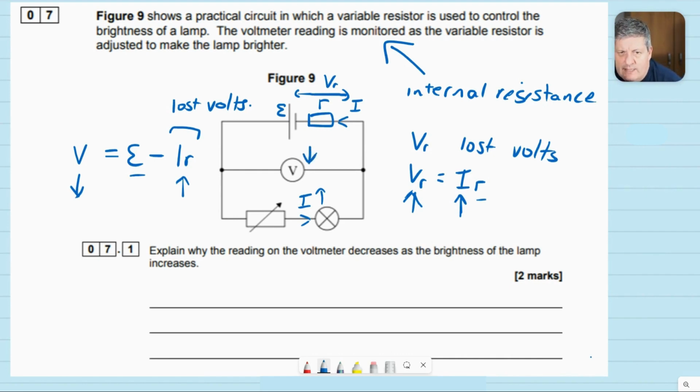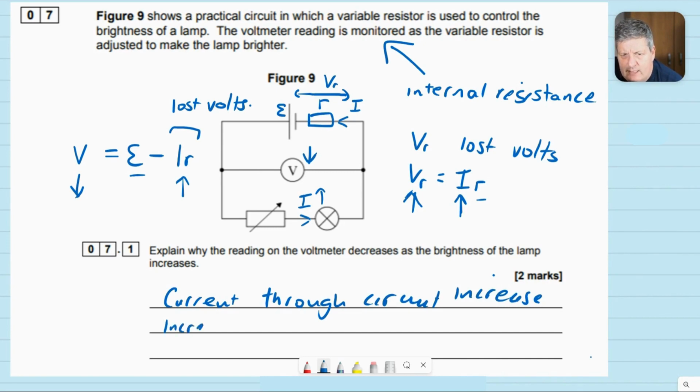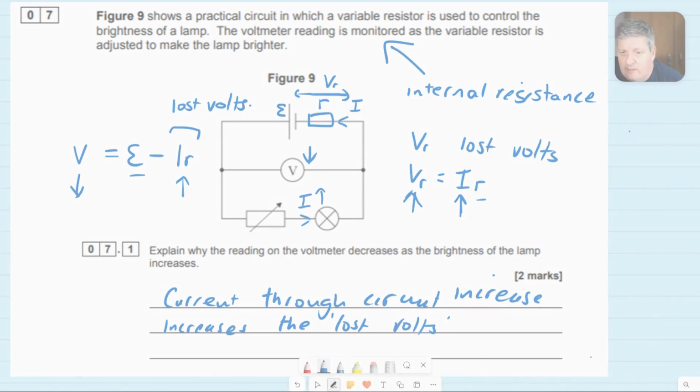So what would we write down? The current through the circuit has to increase if the brightness of the lamp is increasing. This increases the lost volts. You could say it increases the potential difference dropped across the internal resistance, but lost volts is a commonly used phrase there.